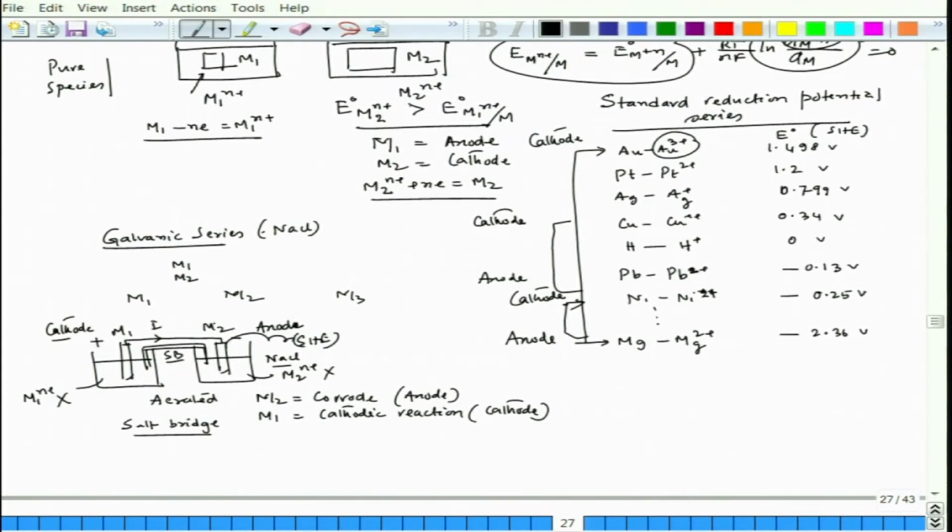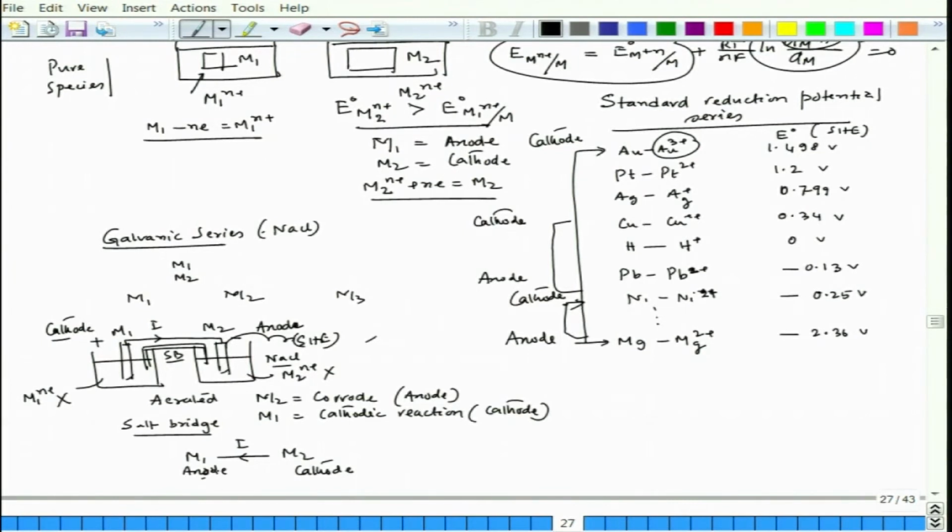Similarly, if we have the same condition, instead of M1, if we put M1 and M2 and join them in the same situation, if the current moves from M1 to M2 in the external circuit, then definitely M2 is cathode and M1 is anode.